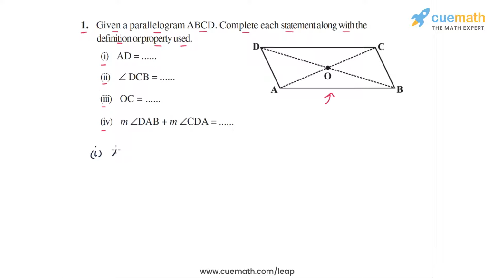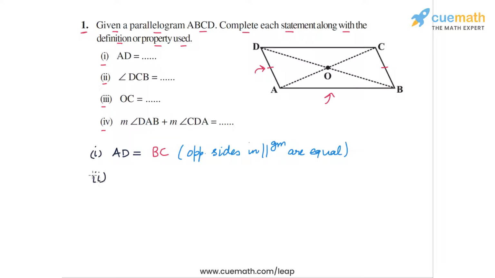In the first statement, we have AD equal to what? So AD is this side of the parallelogram, and this will be equal to the opposite side of the parallelogram, which is BC, because in a parallelogram, opposite sides are equal. So the first statement can be completed as AD is equal to BC, and the reason is that opposite sides in a parallelogram are equal. So that's the reason for this first statement.